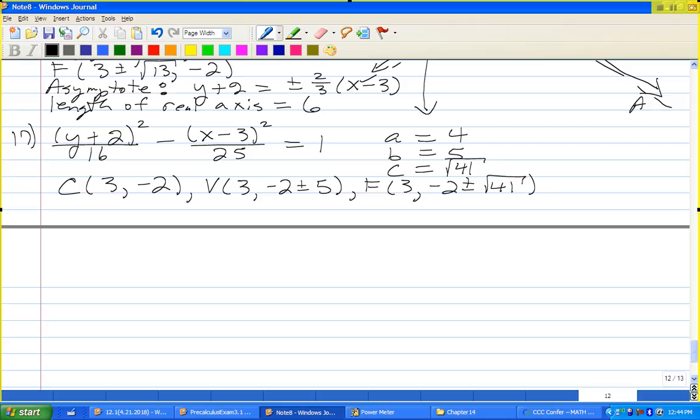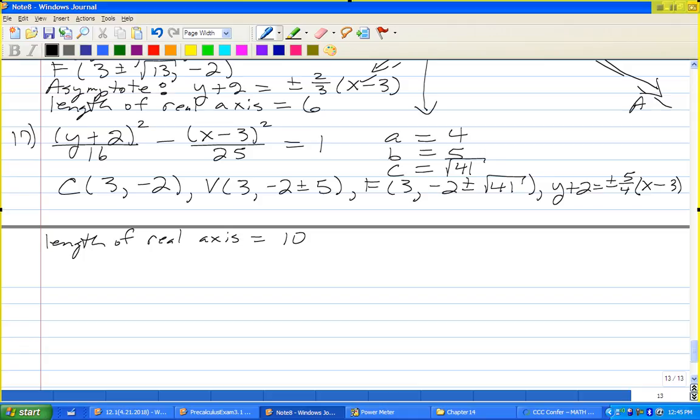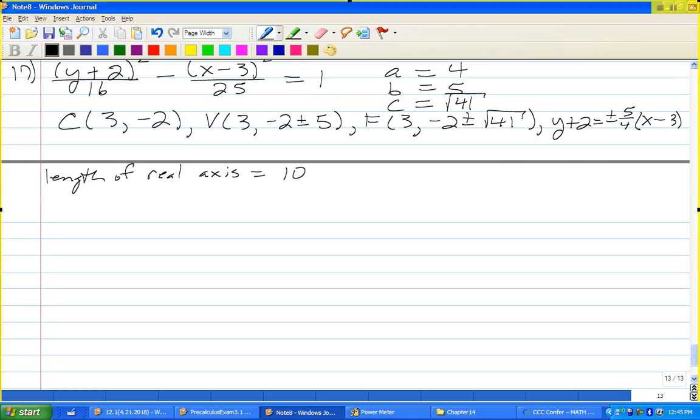Your asymptote has the form y plus 2 equals plus or minus 5/4 x minus 3. That's the equation of your asymptotes. And then the length of the real axis, 2 times 5 is 10. So let me draw this.